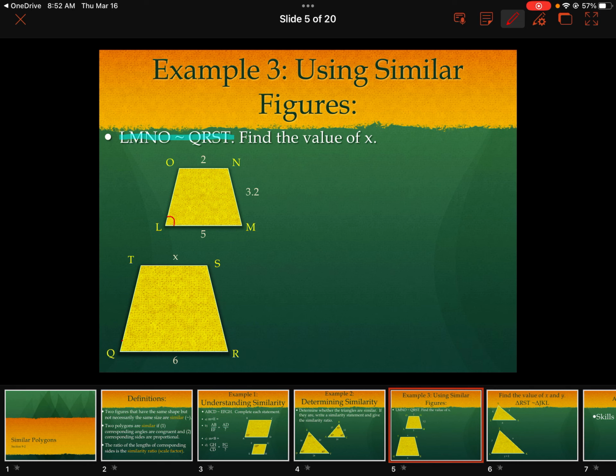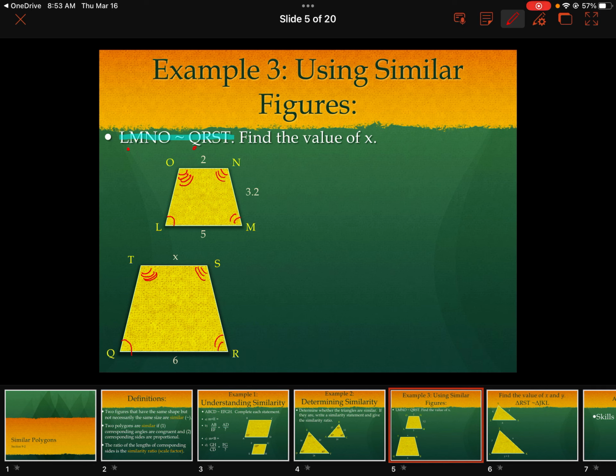Angle L and angle Q are going to be congruent, not because they're in the same position, but because they're in the same spot in the similarity statement. Likewise, angle M is going to be congruent to angle R. Angle N is going to be congruent to angle S. And angle T is going to be congruent to angle O. That's 4 things that we know.